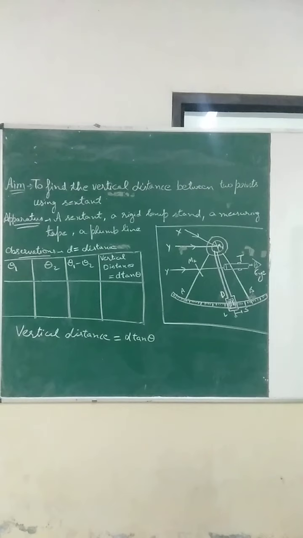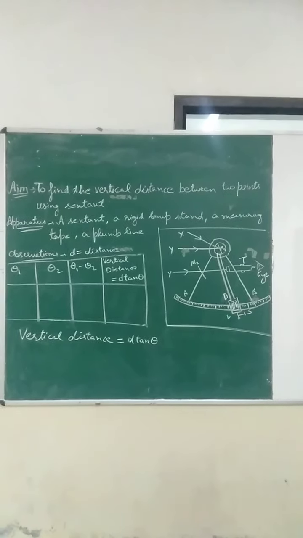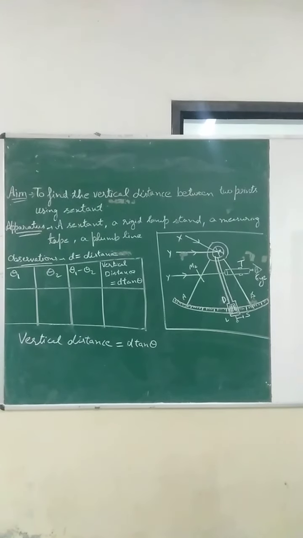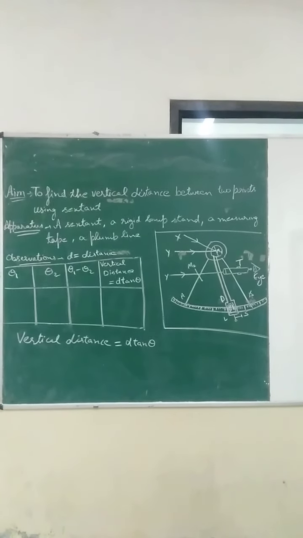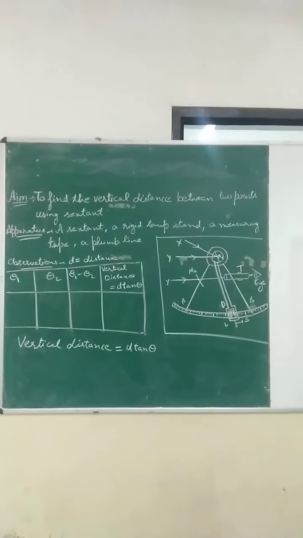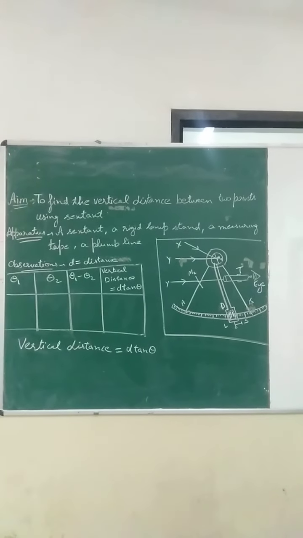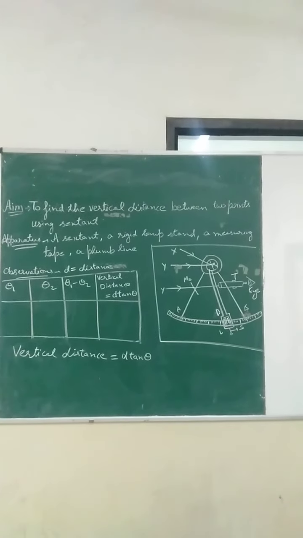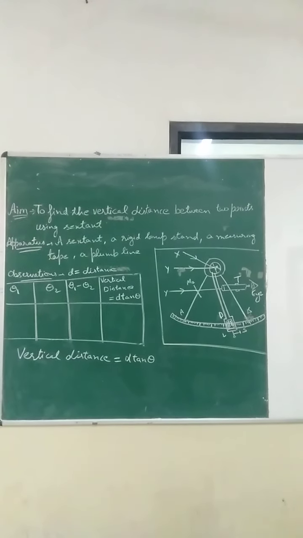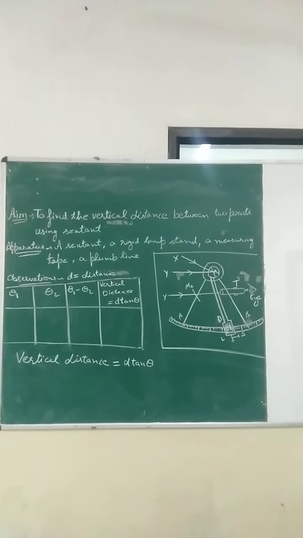Here is a practical with the help of which we can measure the distance of any 2 points which are at a certain distance. So the practical is about finding the vertical distance between the 2 points with the help of a sextant. A sextant is an apparatus with the help of which we can measure the vertical distance, horizontal distance, and the inaccessible height of any tower also.